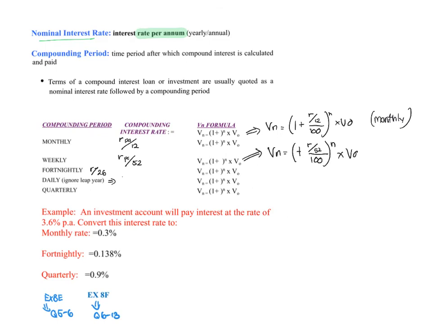Daily, they will tell you to ignore that it's a leap year. So how many days in the year? 365. And quarterly, what would that be? The rate divided by 4. So I'll just do this last one. The quarterly one, so this was weekly, the quarterly one will be, this is compound interest. So 1 plus the rate divided by 4 over 100.